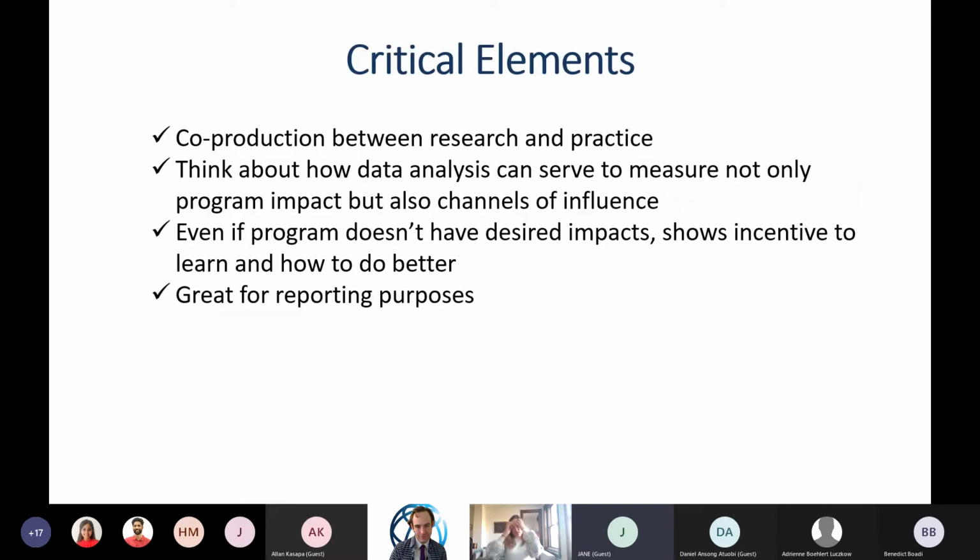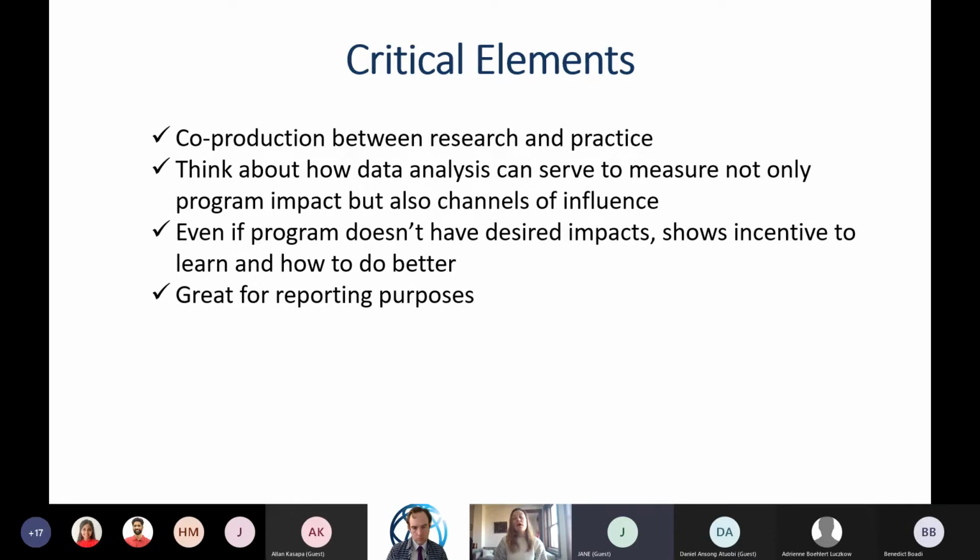I think this actually makes me want to finish a bit differently. Exactly as you said, there are a lot of opportunities to learn and improve things, and what's really important here is this co-production between analytics and what is happening in practice. That is what we're trying to do here. One of the critical elements is how data analysis can serve to measure not only the program impact, but also those channels of influence.